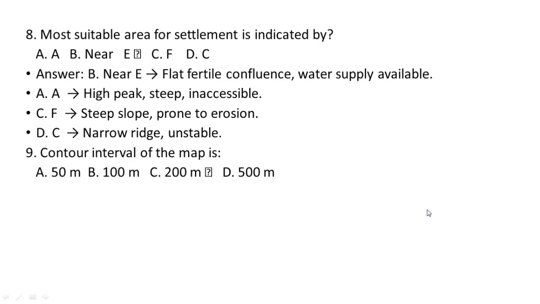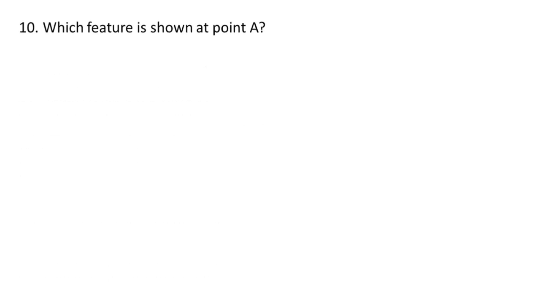As a result, C is the correct answer. Here, question number 10. Which feature is shown at point A? A, saddle. B, depression. C, peak.